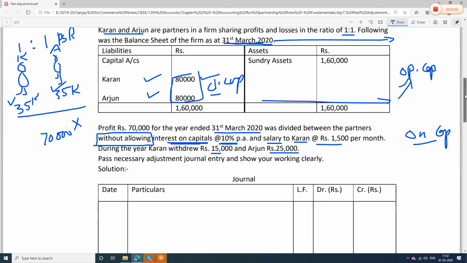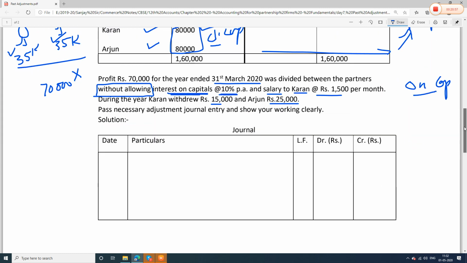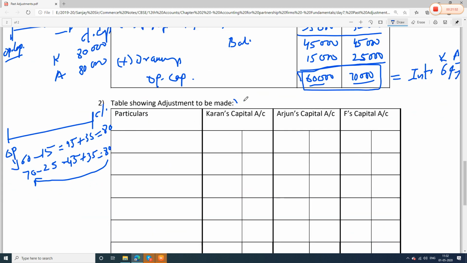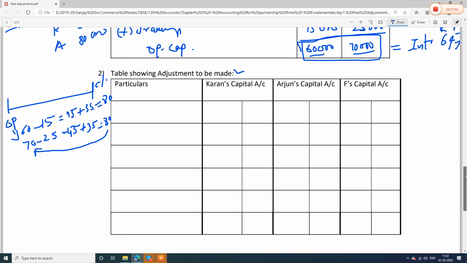Then what will we do? We will make a statement. Which statement? Table showing adjustments to be made. This one statement table we will make. This will be in almost all the questions where you have to prepare it. See this table. Between these two bold lines I have made accounts. This is Karan's capital account, this is the debit side and this is the credit side. This is Arjun's capital account, this is the debit side and this is the credit side.